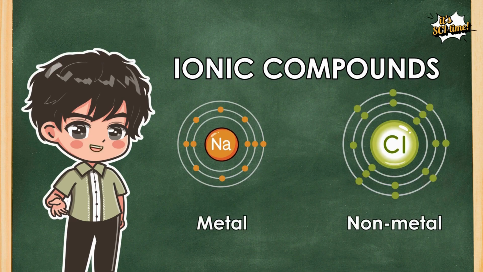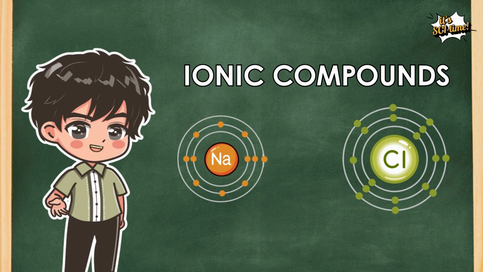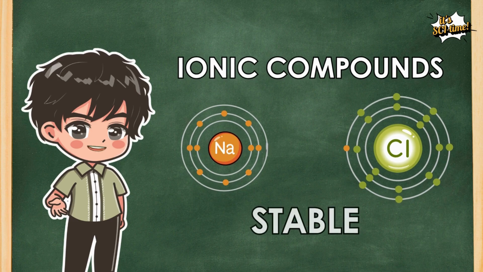Ionic compounds are formed between a metal element, which is your cation, and a non-metal element, which is your anion. In an ionic bonding, the metal element donates an electron to the non-metal element, achieving stability.